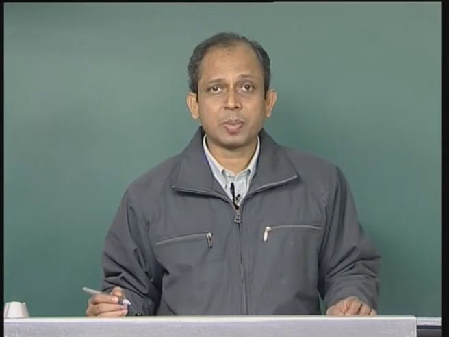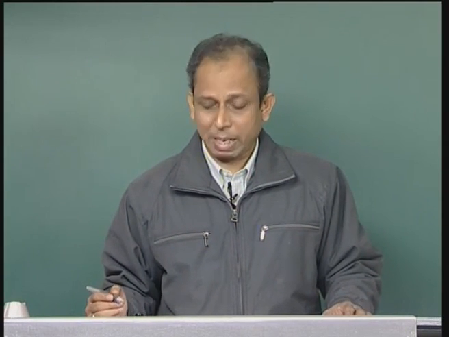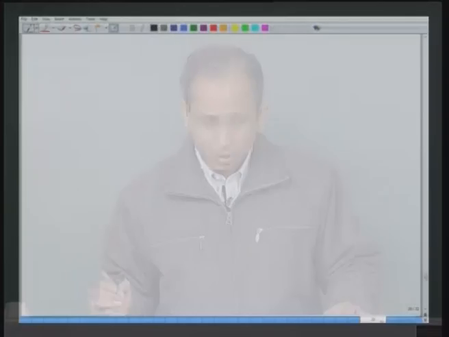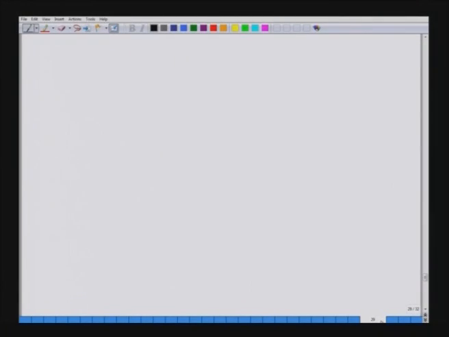So, we will see an example of the field structure with a samarium cobalt magnet. This is the field structure we have with the samarium cobalt magnet. We are drawing a 4-pole structure.